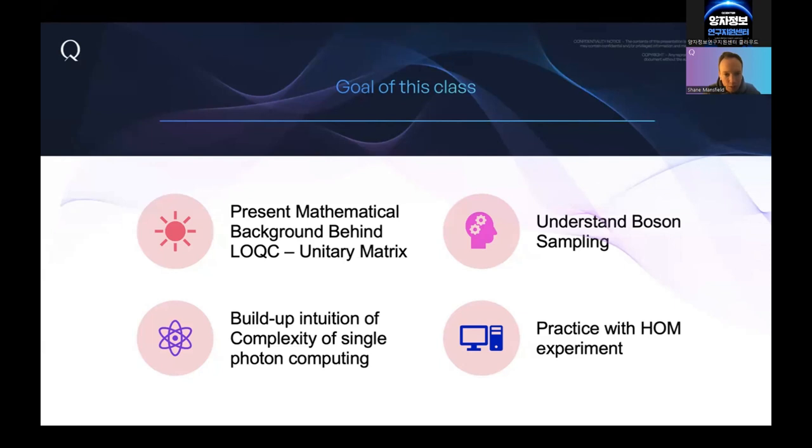Then we're going to work on building up an intuition of just why computing with photons becomes so complex so quickly. And there'll be an opportunity to run through this and really understand it in its details with a basic example, which is the HOM experiment, Hong-Ou-Mandel, being the three authors that this is named after. At least one of them being South Korean, as I recall, actually.